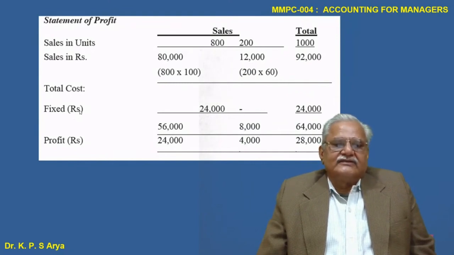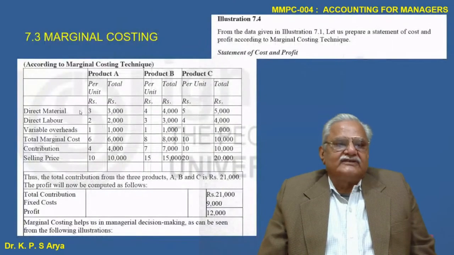Then profit: 24,000 in the second, 4,000, total 28,000.